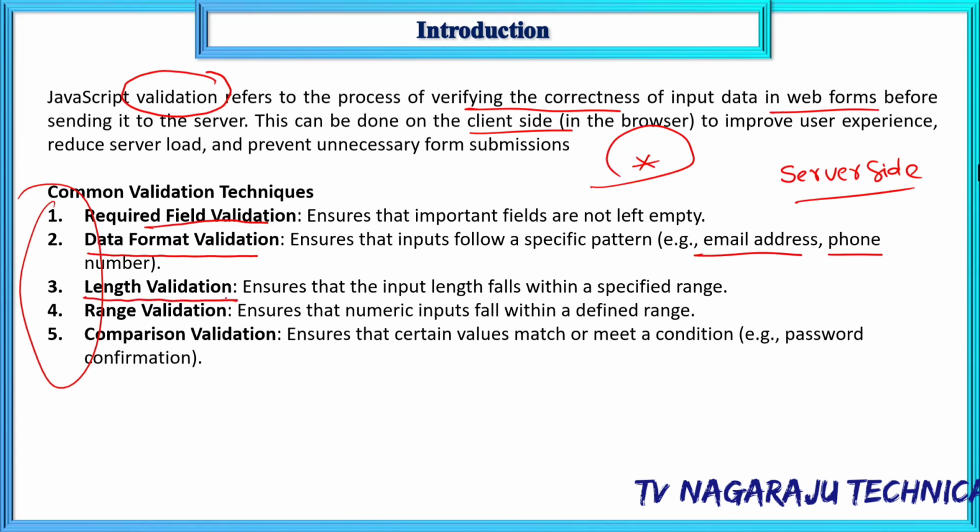Length validation. Suppose I fixed the length of a text box to 10. That means you need to enter a maximum of 10 characters. Or else, the maximum length of a phone number is 10. If you enter more than 10 or less than 10, it gives a warning.